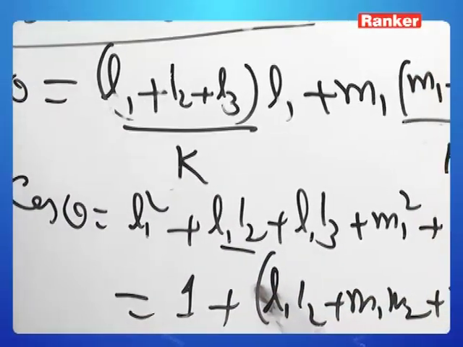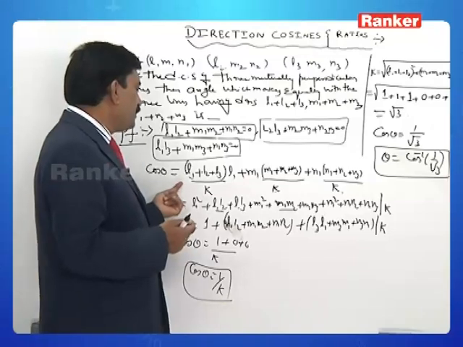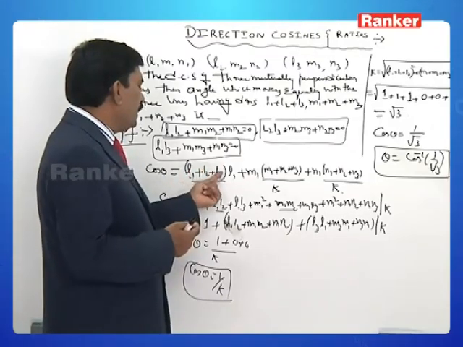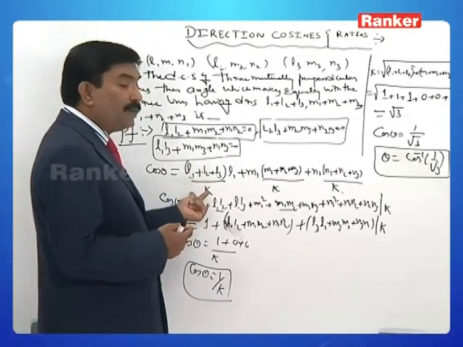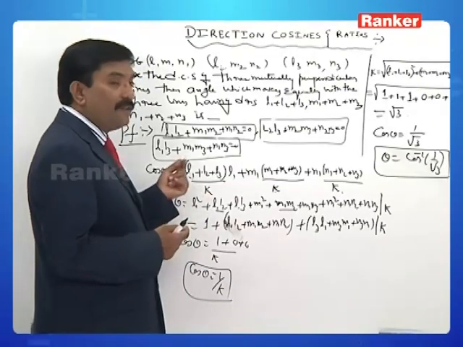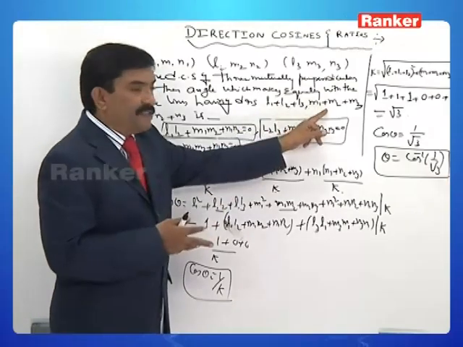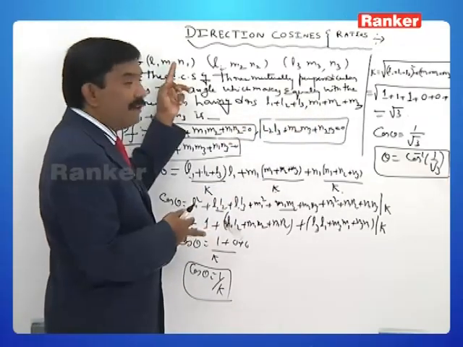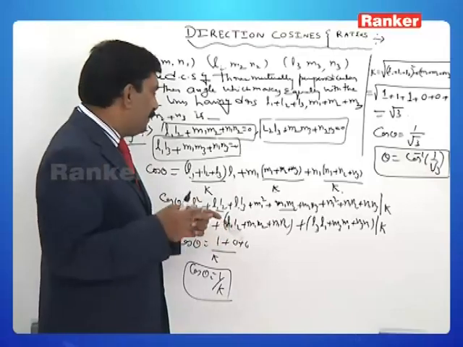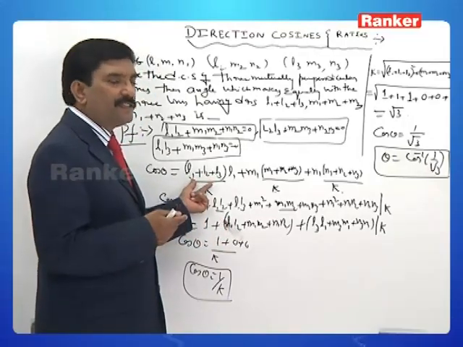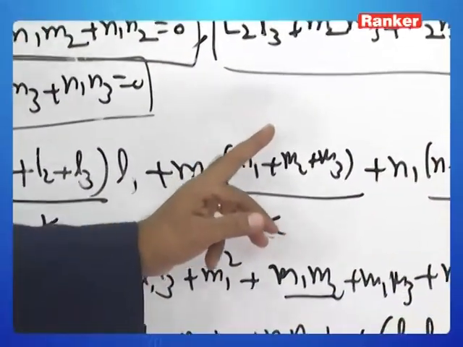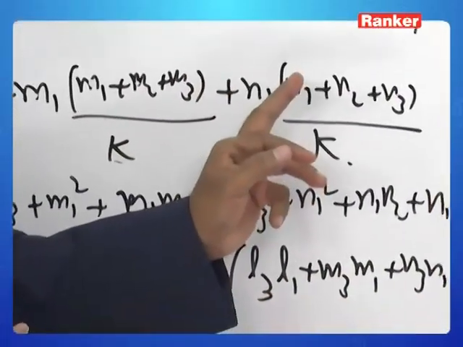Instead of L2, M2, N2, you can also go for L3, M3, N3. So therefore, cos theta is equal to (L1 + L2 + L3) by K. Why? Its length we do not know. Why? This is the angle between 2 lines having DCs. So therefore, these are not DCs, they are DRs. Here L1, M1, N1 are the DCs. Therefore, I wrote it as DCs. This is the DCs of the required line by K. K I found out here.